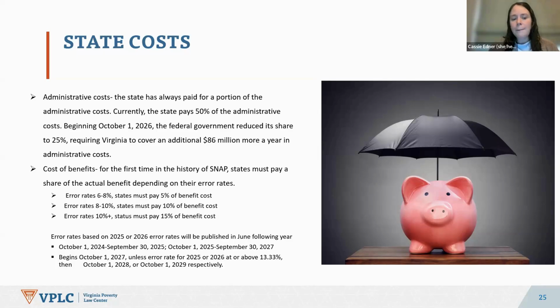The state share begins on October 1st of 2027. So, we don't have to pay this immediately, but we do have to think about how we are going to be paying for this. There is an exception if our error rate is at or above 13.33%, either for the fiscal year 2025 or 2026, that payment could be pushed back to October 1st, 2028 or October 1st, 2029, depending on when our error hit above the 13.33.